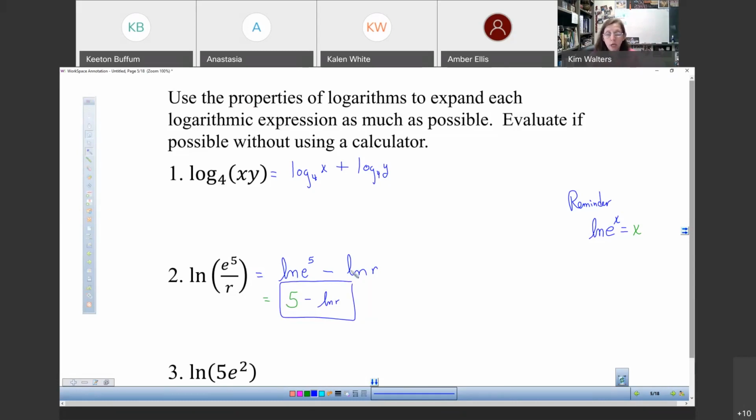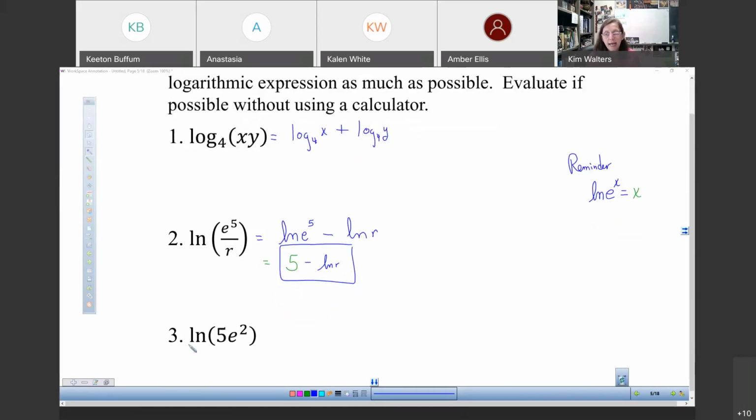Excellent. So next, I have the natural log of 5, e to the 2nd power. So what operation am I going to use to connect my two logarithms here? Addition, subtraction, or multiplication. There we go. I'm liking that. Oh, yes, y'all figured out how to use the symbols and everything. Y'all are so good. So I have the natural log of 5 plus the natural log of e to the 2nd power. Now, I can actually simplify this a couple of ways.